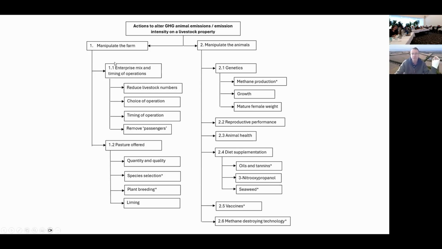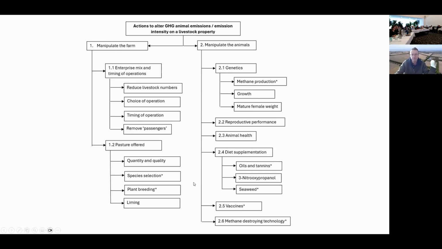So that's in that 1.1 around the enterprise mix and operation. These other ones I'll now go into with a few more slides. I didn't have any slides on those. I think that's just something you've got to talk through because there's so many variations of that sort of combination of what can go on there.